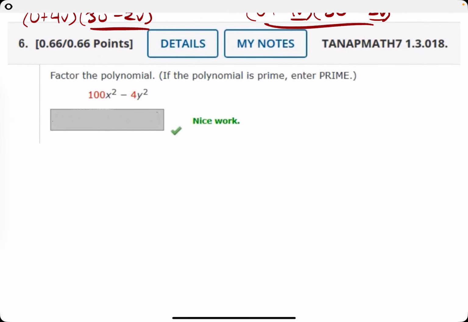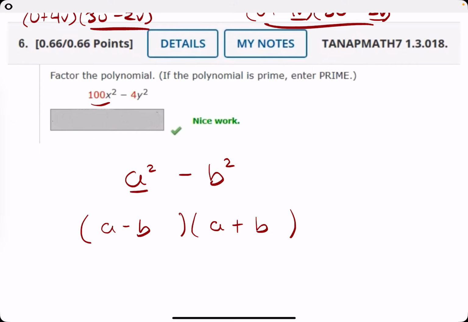Factor the polynomial. Whenever you see an expression of the form a squared minus b squared, this is what's known as a difference of two squares, and we can factor it into a minus b times a plus b. So in this case, 100x squared is our a squared, which means the square root of that is our a, 10x. B squared is 4y squared, so the square root of that is 2y. So we have 10x minus 2y and 10x plus 2y.